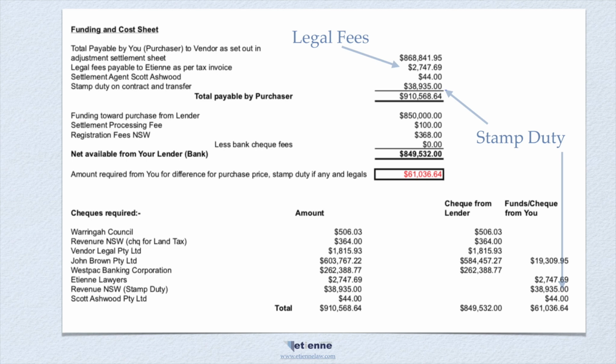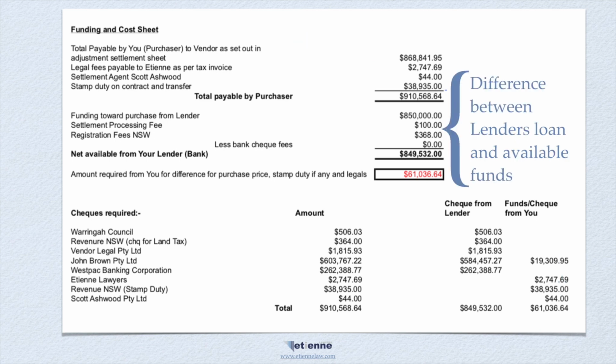Stamp duty is not always payable. For instance, sometimes the government exempts first home buyers from any obligation to pay stamp duty. When stamp duty and legal costs are paid, this explains why the amount shown on the funding and cost sheet is different to that of the balance of purchase price that appears on the contract for sale.